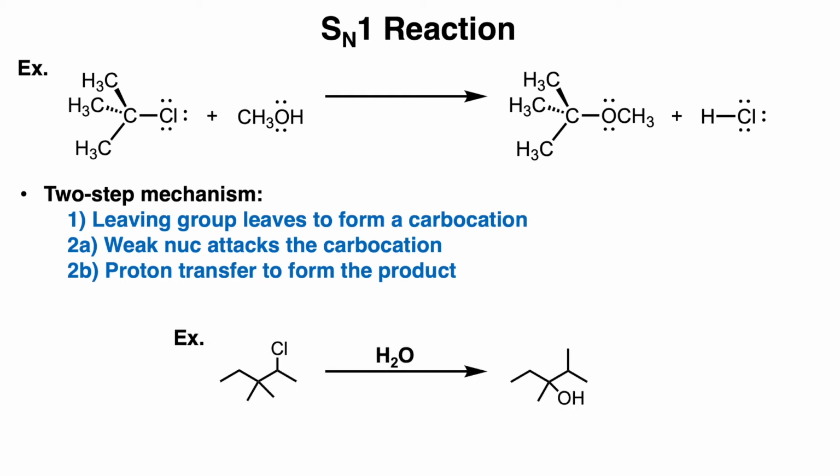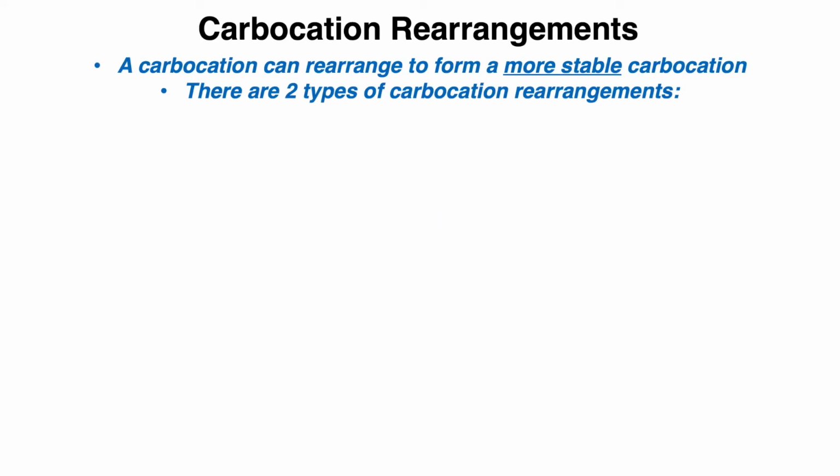But in the second example, the position where you would expect the OH group to add onto is at a different carbon location than where the original chlorine leaving group was in the substrate. So how did this happen? So, surprisingly, carbocations can actually rearrange to form a more stable carbocation.